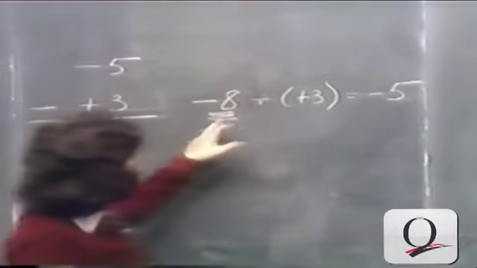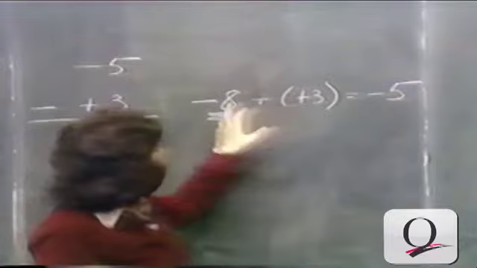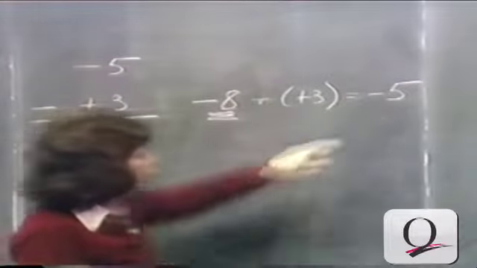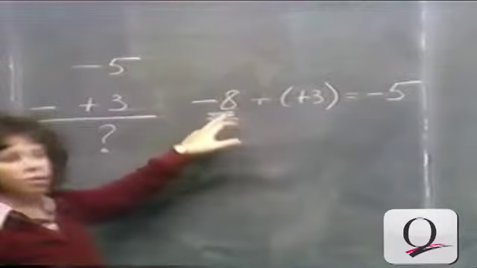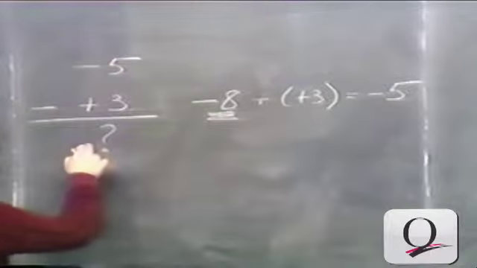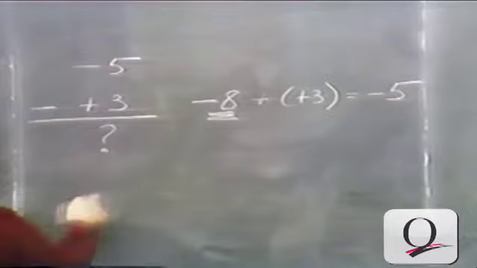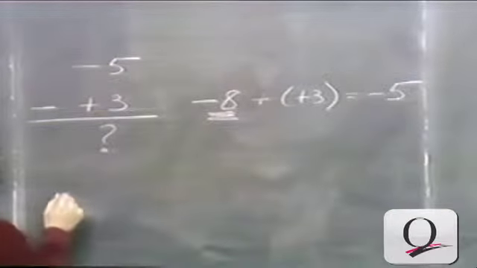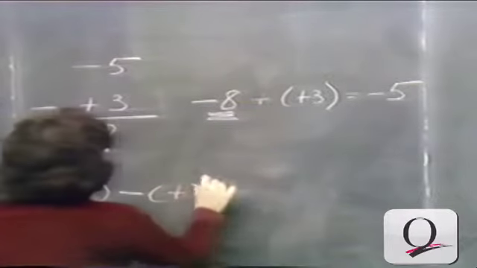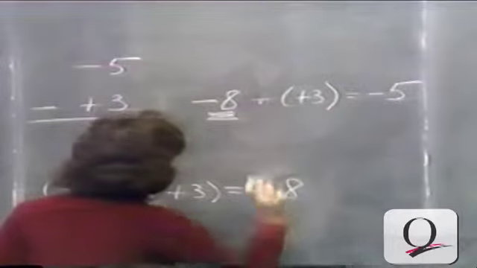Let's check that out. We're adding up two numbers with different signs. We block out the signs. We have the 3 and the 8. 3 from 8 gives you 5. The larger number, the 8, had a minus sign. Therefore, the answer has a minus sign. So the answer to this problem is minus 8. Let's write it in the horizontal fashion. Minus 5, take away a plus 3, gives you minus 8.